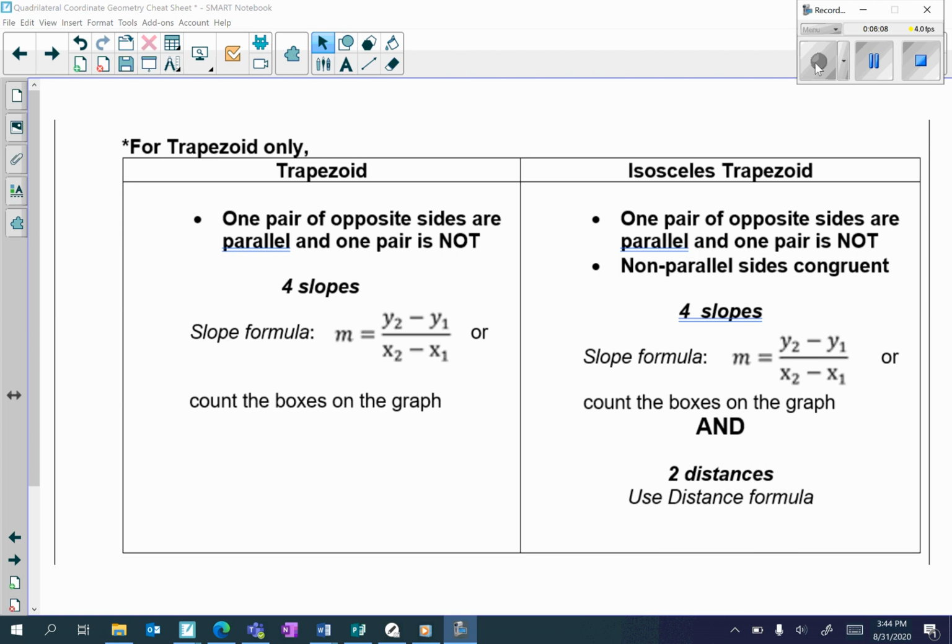For a trapezoid, you would prove that one pair of opposite sides are parallel and the other pair is not by using the slope formula 4 times. To prove an isosceles trapezoid, you would use the slope formula 4 times to prove one pair of opposite sides are parallel and the other is not. And you would also use the distance formula twice to prove that the non-parallel sides are congruent.